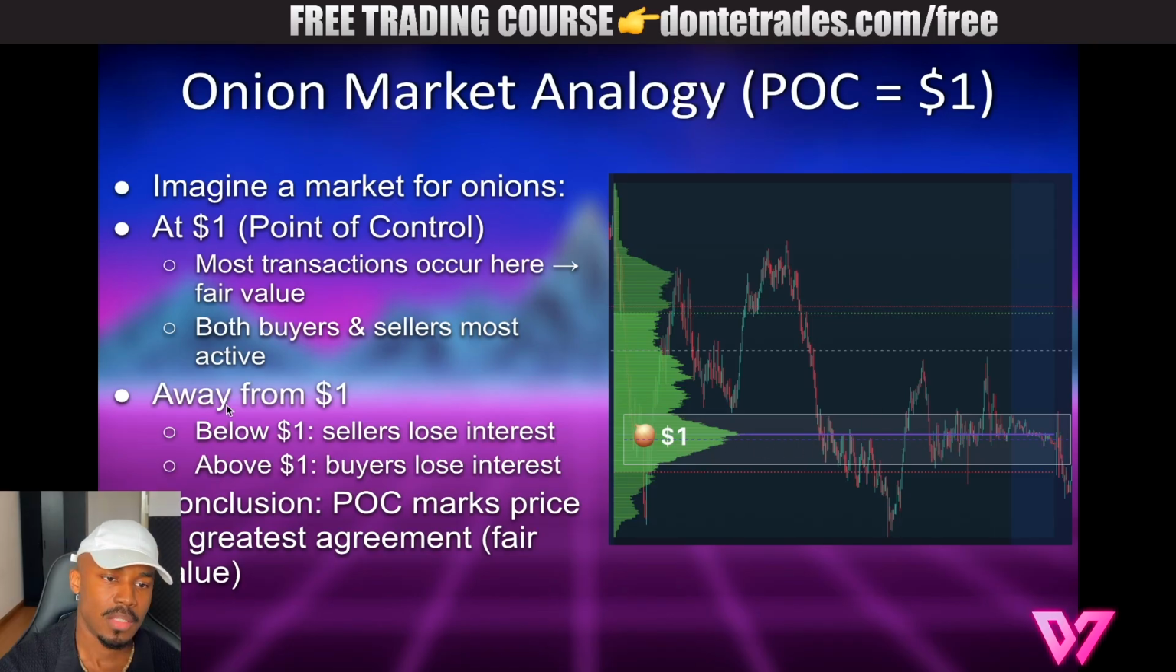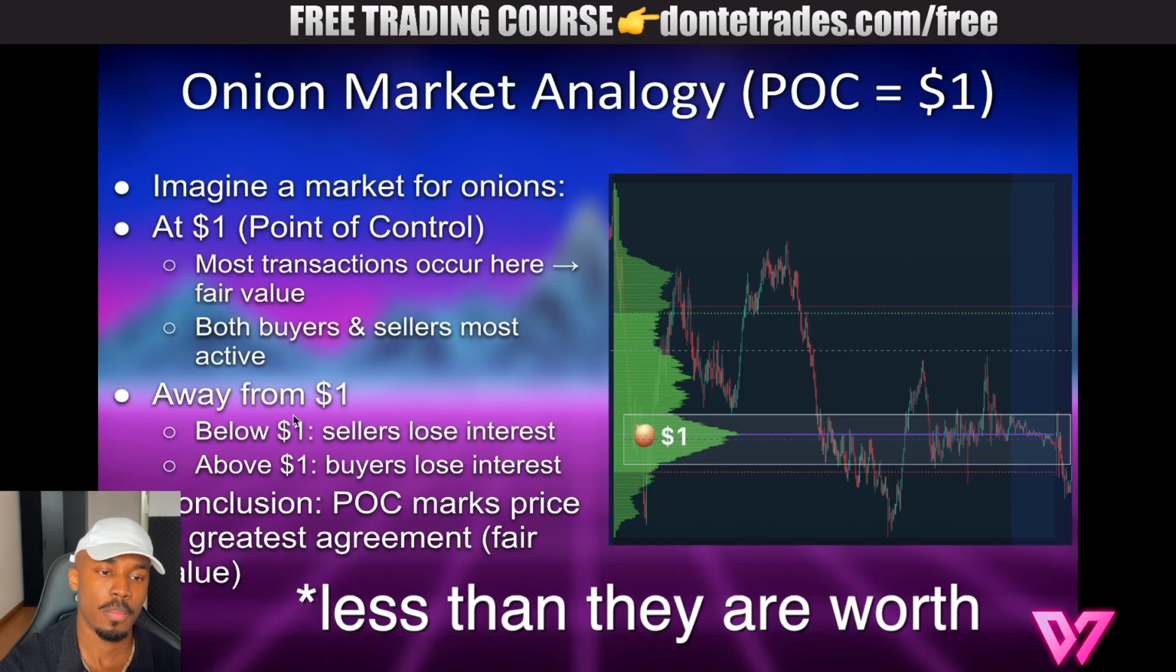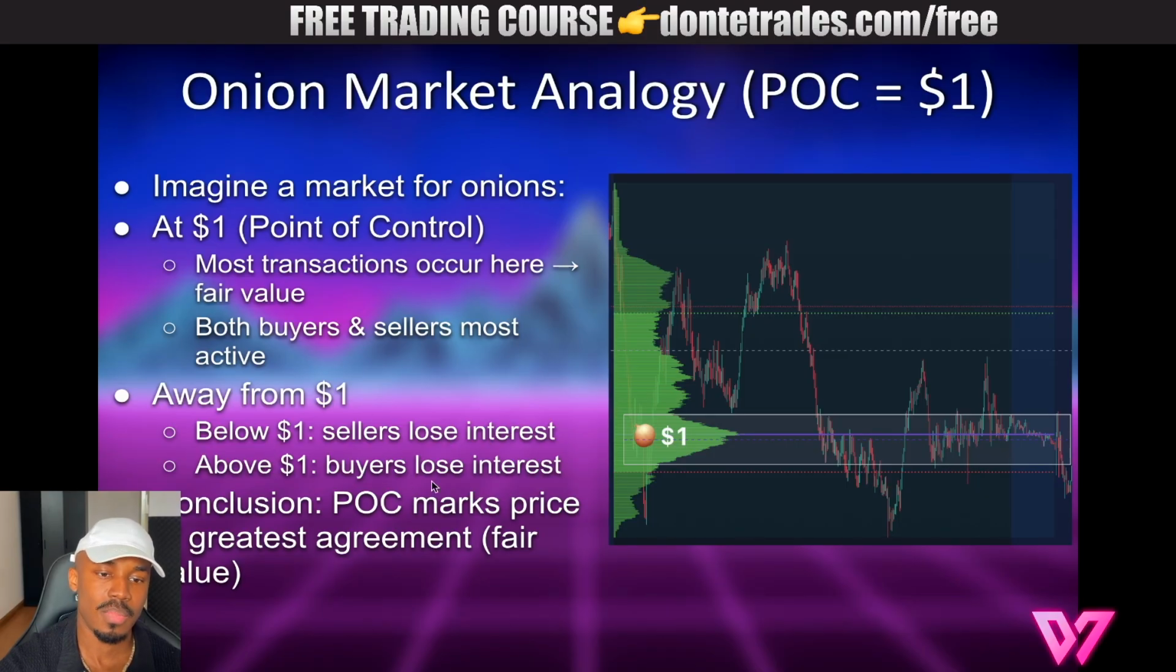activity happen, right? So away from the $1 range or the point of control, sellers lose interest if it's below $1 because fewer people are willing to sell their onions for less than what they are worth. And above $1, the buyers lose interest because it's considered premium or expensive prices. So in conclusion, the point of control marks the price of greatest agreement of fair value, so the normal market price.